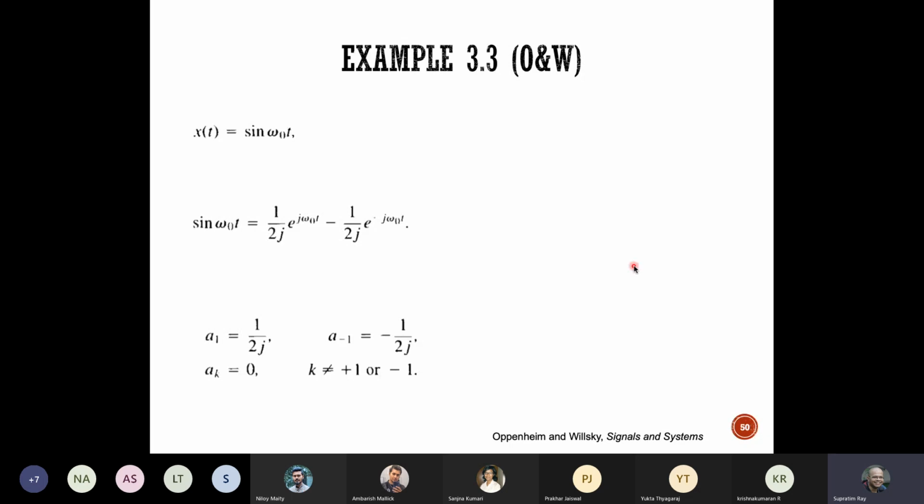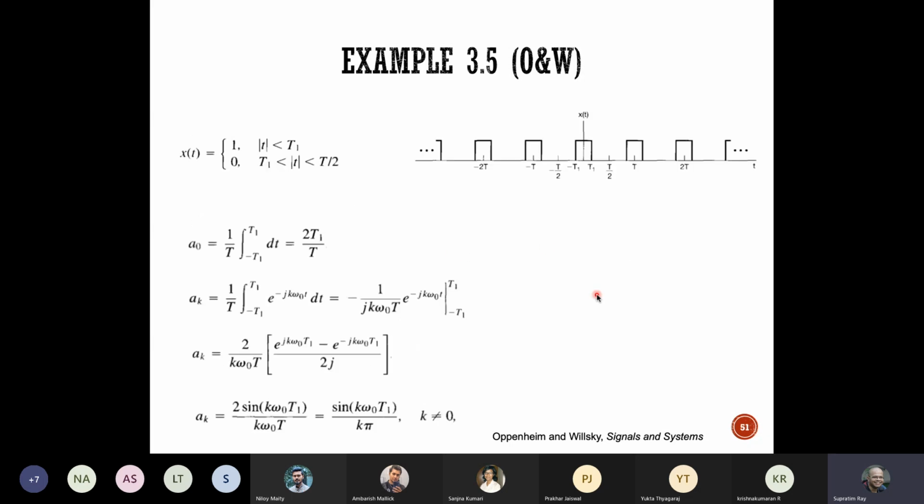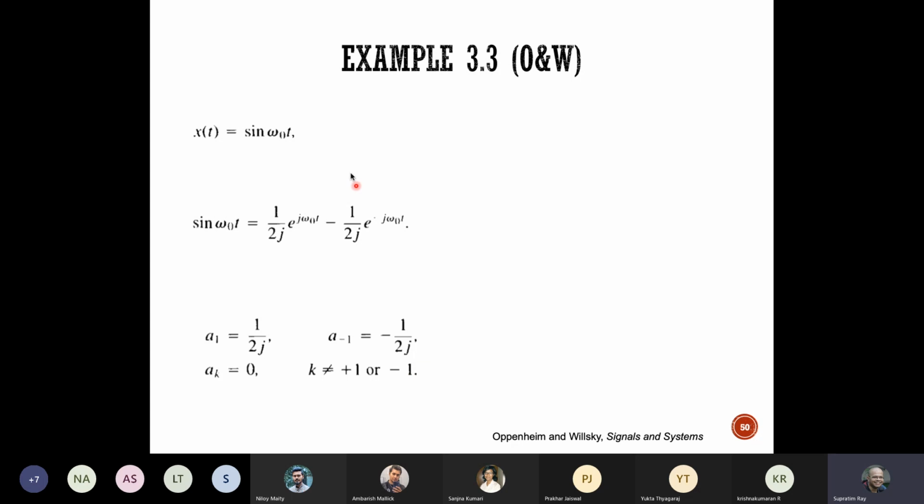Okay, so we did a few examples. If you have sine omega naught t, this is how it looks. Sorry, here you don't even have to integrate. You can just read off the coefficients directly. So a_1 is 1 by 2j, a_minus 1 is minus 1 by 2j. Every other coefficient is 0.